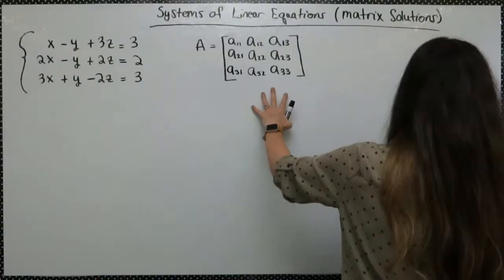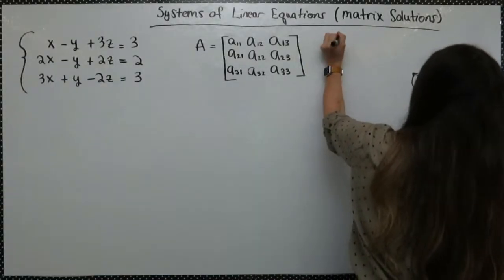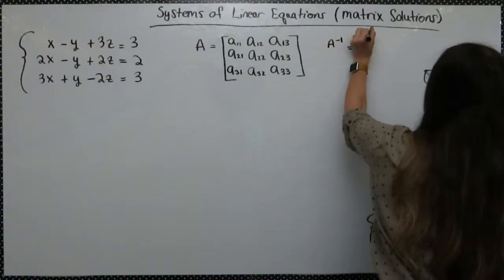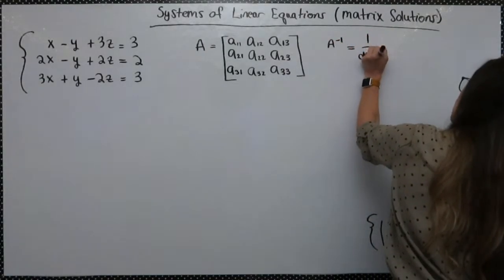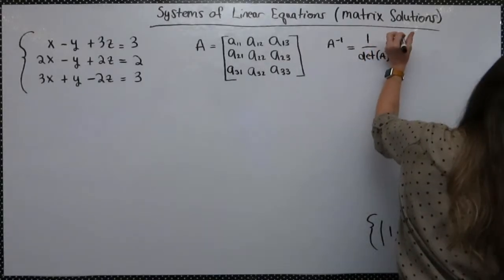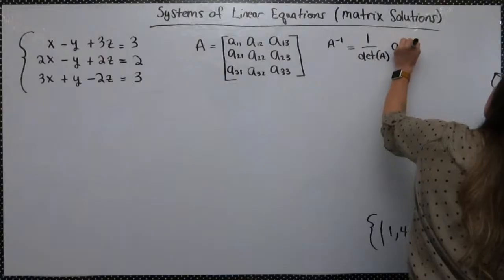So you have this matrix. So your A inverse equals 1 over the determinant of A times the adjoint of A.